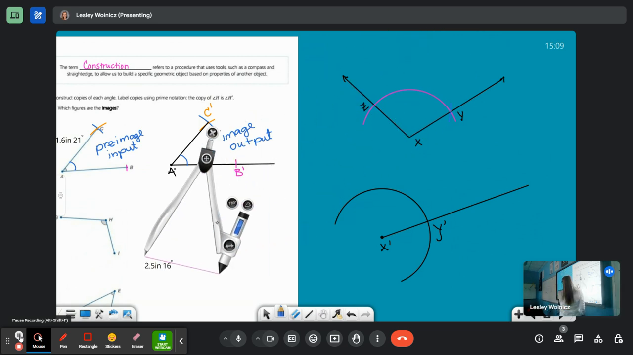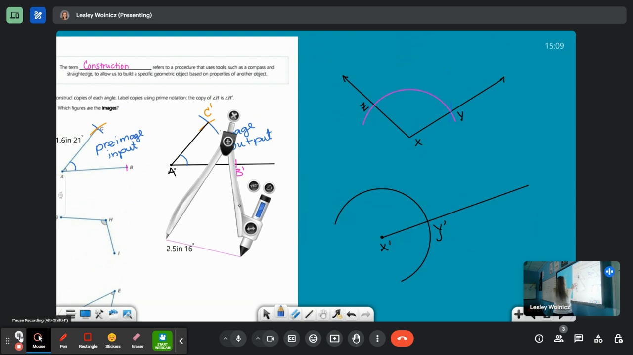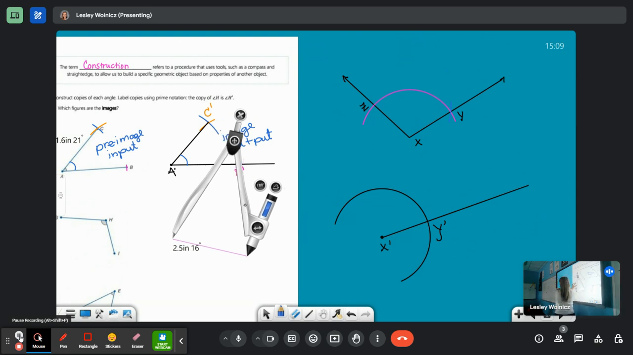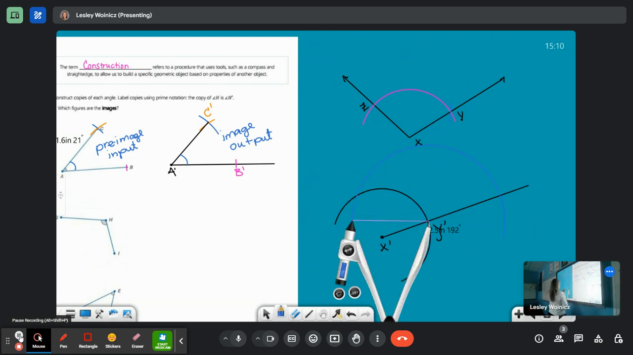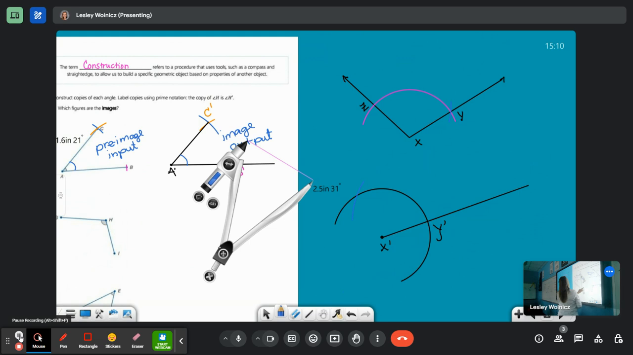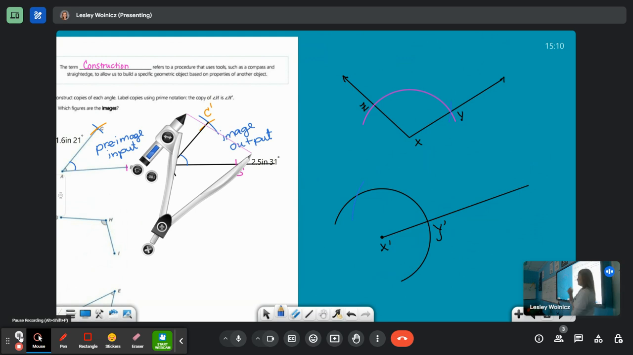Okay. Now I'm going to copy that same distance over here. Now, does it matter if I go from Z to Y or Y to Z? I think it's the same distance, right? Okay. So I'm going to go from Y prime. I could have flopped my compass, but I don't know how to do that on this computer. So, yeah. Okay. Now what? Now I want to mark the distance to Z. Okay. There's my Z prime.